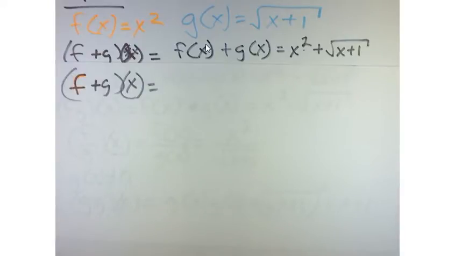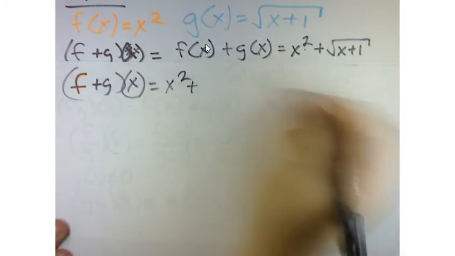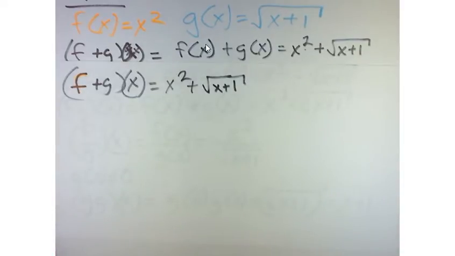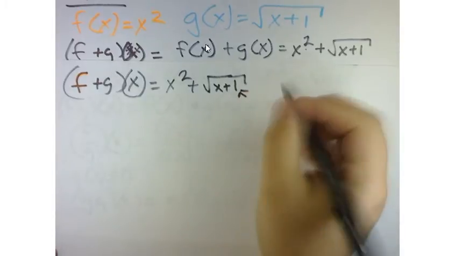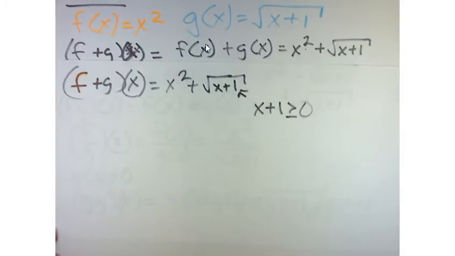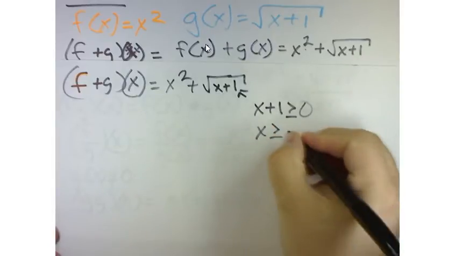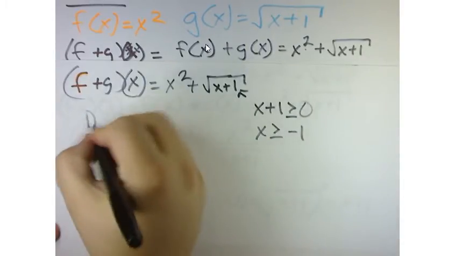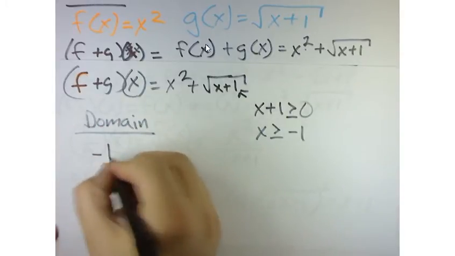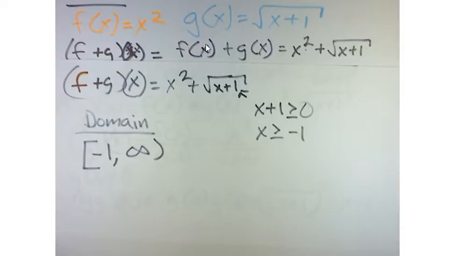So f plus g of x is the function x squared plus the square root of x plus 1. Now the problem is that we can't take the square root of a negative number, so x plus 1 has to be greater than or equal to 0. So then x has to be greater than or equal to negative 1. So then the domain of this particular function is going to be negative 1 to positive infinity. And we're including the 1. Does that make sense?